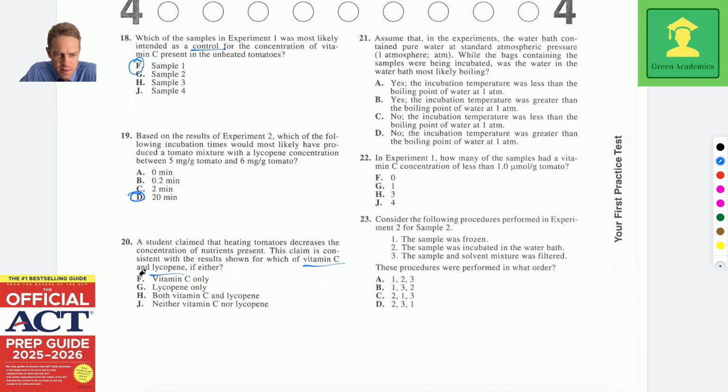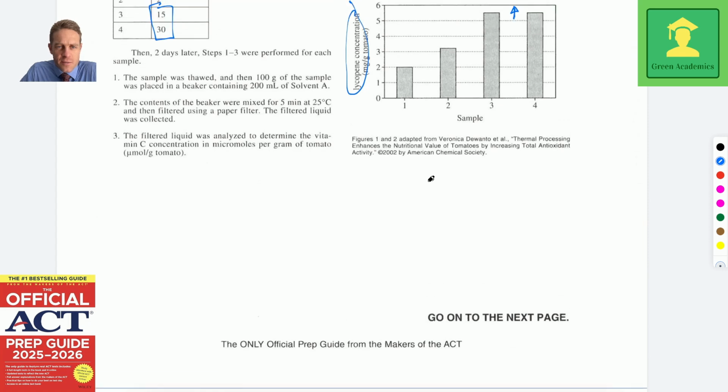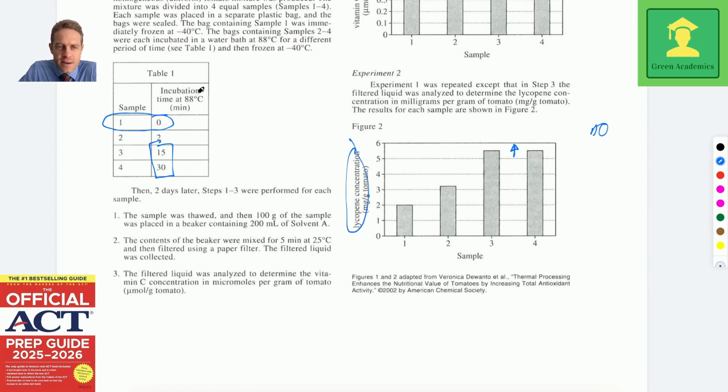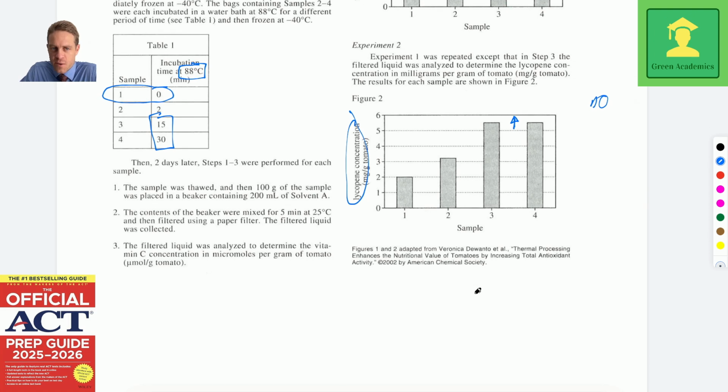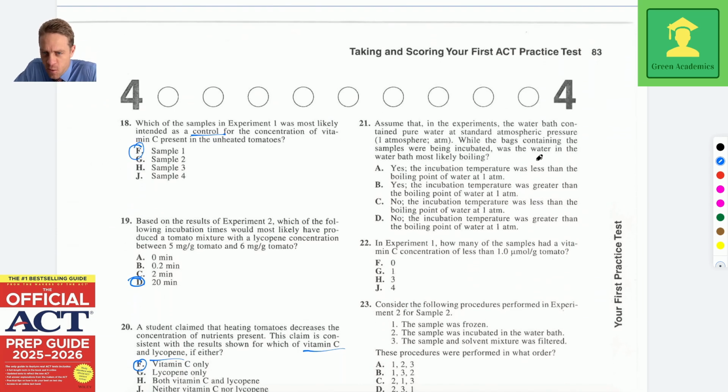Assume that in the experiments, the water bath contained pure water at standard atmospheric pressure, 1 atmosphere, while the bags containing the samples were being incubated. Was the water in the water bath most likely boiling? Yes, the incubation temperature was less than the boiling point of water. Oh, I see what they're saying. So, yeah, the incubation temperature is 88 degrees Celsius. So you're expected to know in the real world, water boils at 100 degrees Celsius. So obviously the incubation temperature is below the boiling point of water. So the water would not have been boiling.